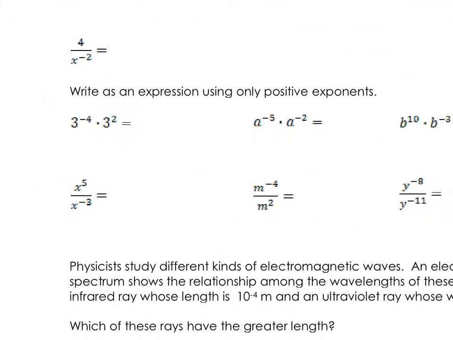What about 4 over x to the negative 2? That x to the negative 2 is in the denominator. It doesn't belong there. We need to take it to the numerator, where it'll have a positive 2 power, so it's 4 times x squared.